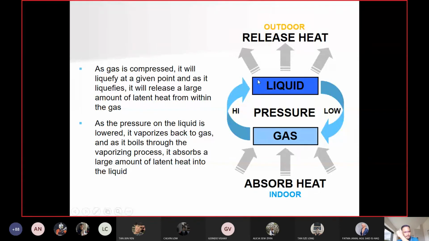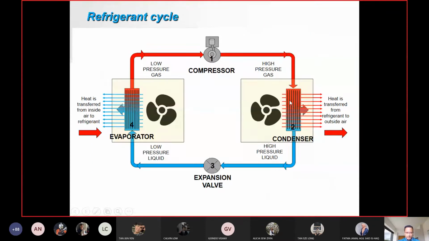Okay, this is how it looks more clearly. Heat is transferred from inside air to the refrigerant through the evaporator. So this is the evaporator. But why is the arrow going to this side? Basically, this is already the air cycle. The arrow is actually referring to the air cycle, but here we are talking about the refrigerant cycle. The refrigerant cycle is the thicker arrows here, the red and blue arrows down here.